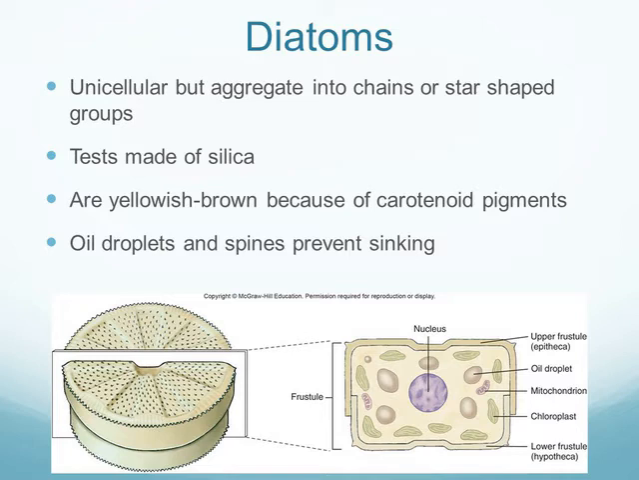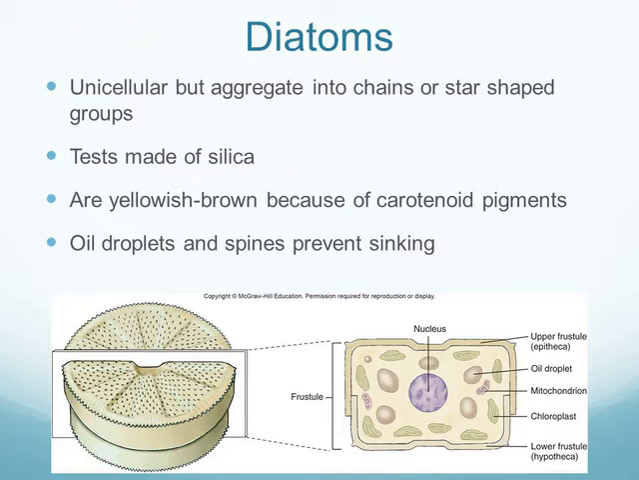Typically, they look like petri dishes. If you can see there in that cross section, you have a top cover that sits over the bottom cover, and overlaps in the middle. And so over there you can see that the nucleus is in the middle. This entire structure is known as a frustule. So the top frustule, the upper frustule, is known as the epitheca. The lower frustule is known as the hypotheca.